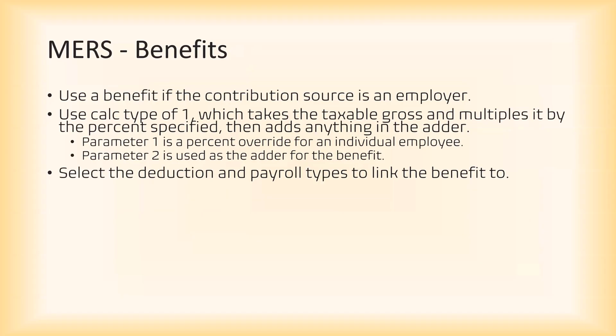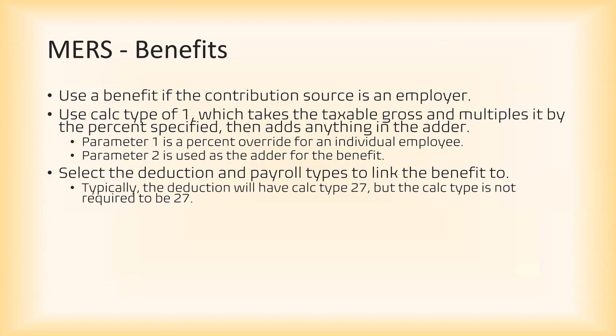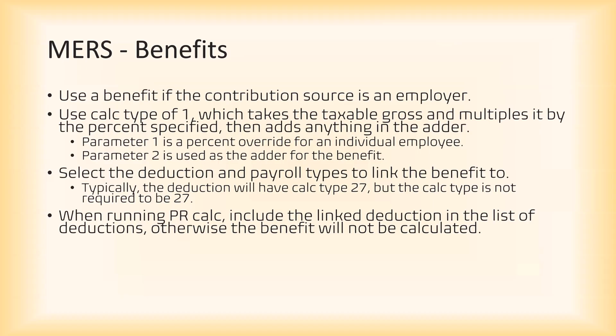And then when you're in benefits, you need to link a deduction code and payroll type to link the benefit to. It's not required to be 27, but we highly recommend that it is calc type 27 for your deduction code. That's the benefit deduction. And make sure when you're running payroll calc, you include the linked deduction in the list of deductions. Otherwise, the benefit will not be calculated.